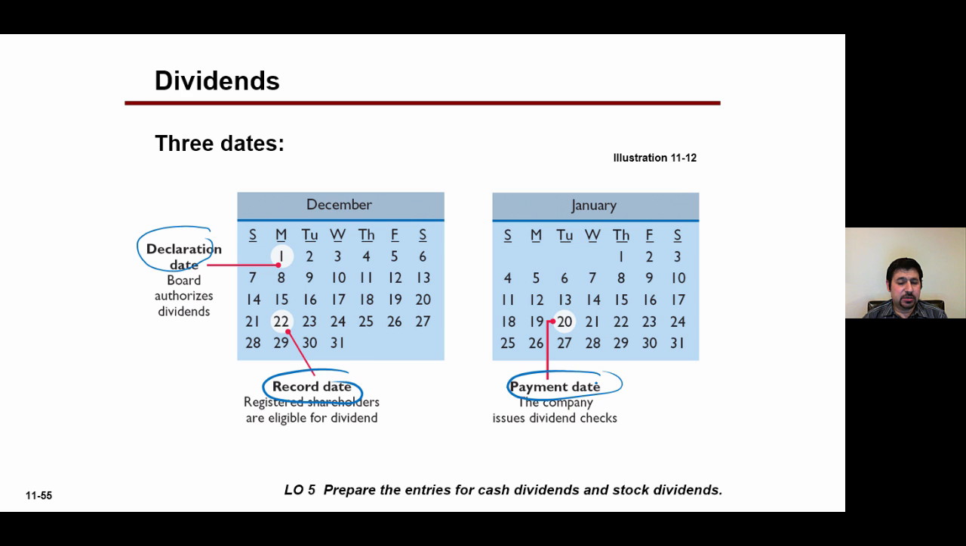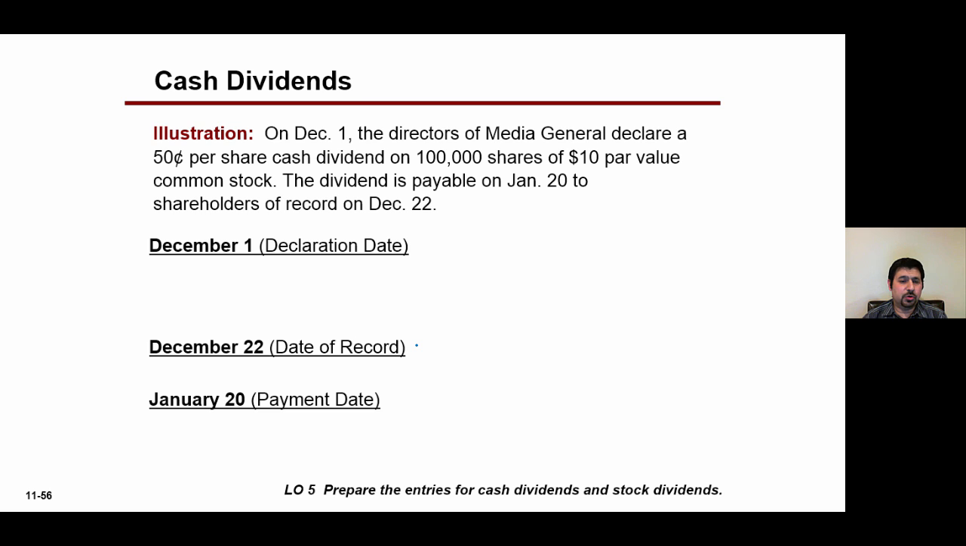The company on this date will send out the checks to the shareholders as of the record date. So the payment will be for shareholders as of the 22nd of December, for example, in this example. And usually there are 2 to 4 weeks between each date and the following one. So let's see the journal entries, how the company would record the declaration and payment of dividends, and how they would record those 3 dates.